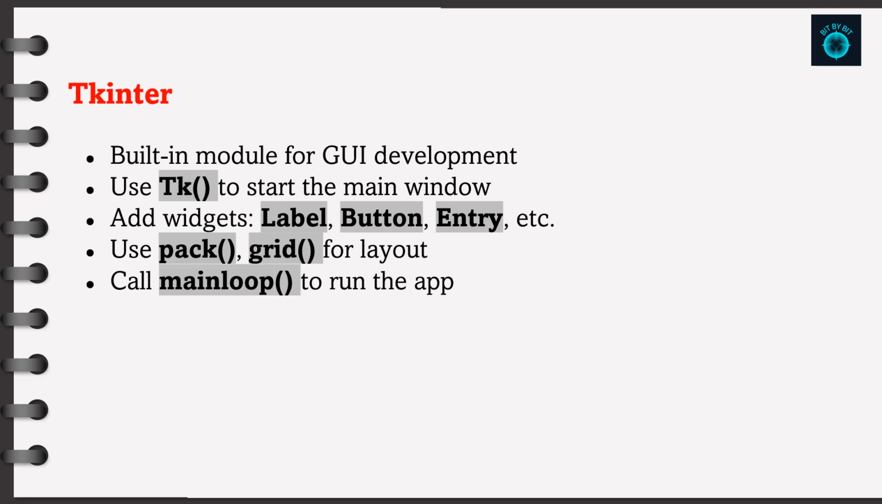You begin by creating a main window using Tk. This initializes the graphical interface. Then you can add widgets, which are UI components like Label, Button, and Entry. To place them in the window, you can use pack, grid, or place methods. Finally, call mainloop to display the window and start the event loop. This keeps the window open and responsive to user interaction. Let's look at a simple GUI with a label and a button.